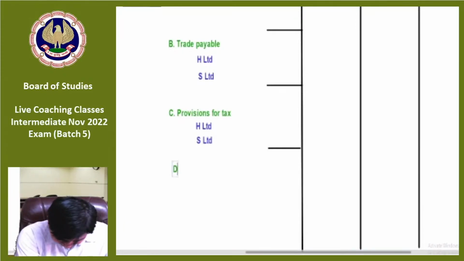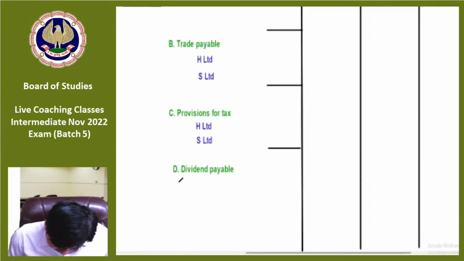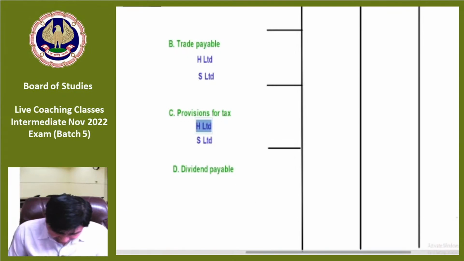So dividend payable is also having the contra items. Again, the same thing is here.